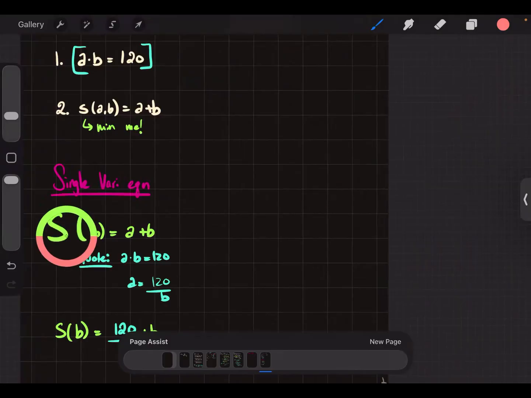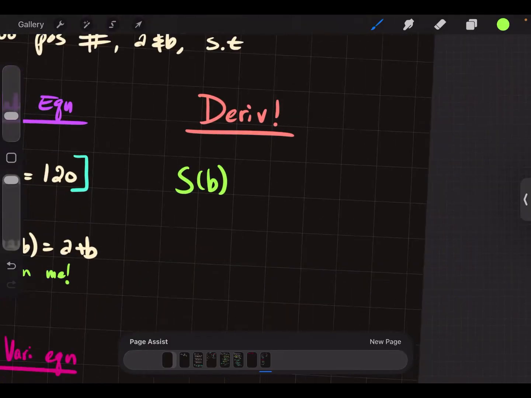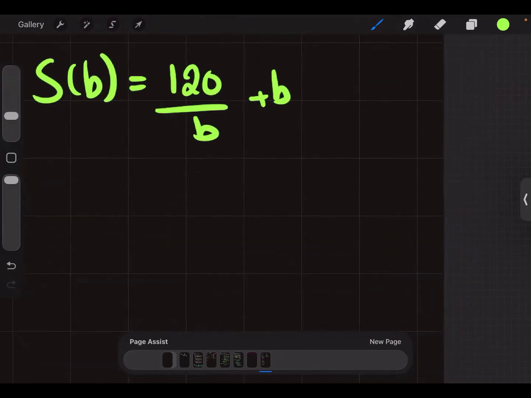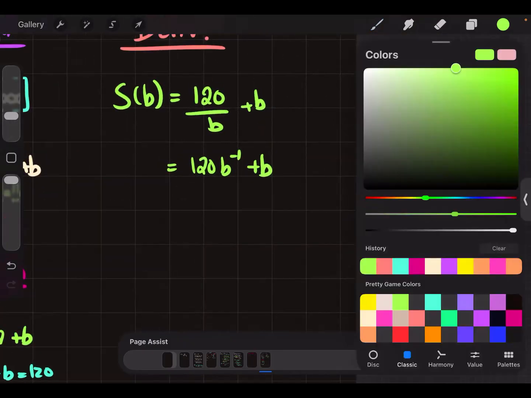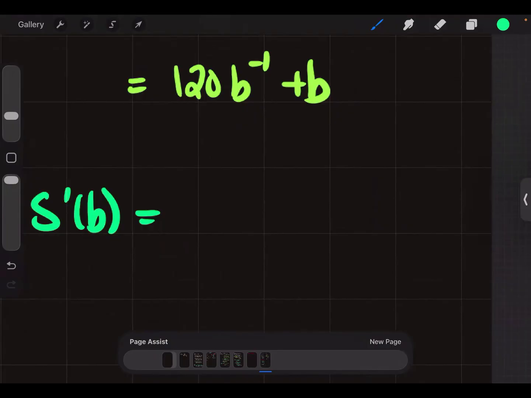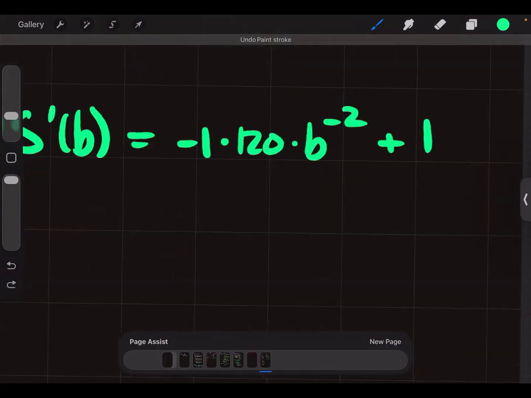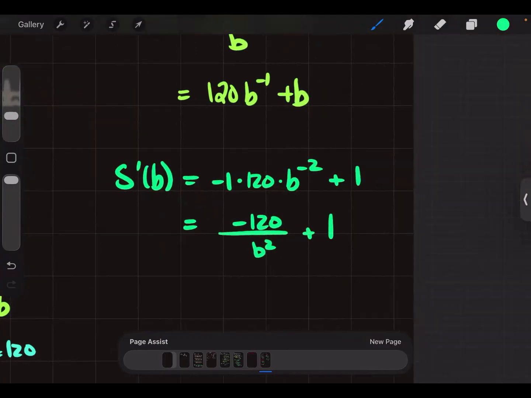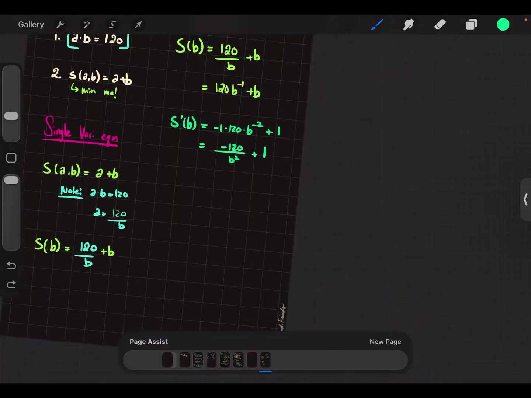So you know that S of B, again, S as a function of B, is equal to 120 over B plus B. I don't love this. I'm going to write this as 120 B to the negative 1 plus B, right? And to derive that, I'll write it in a slightly different shade of green. S prime of B is going to be just a quick little power rule, okay? Negative 1 times 120 times B to the negative 2, plus 1. If you don't know how I got this, please review your derivatives. And I'm actually going to write this as negative 120 over B squared plus 1. If you struggled with this step, review your algebra.